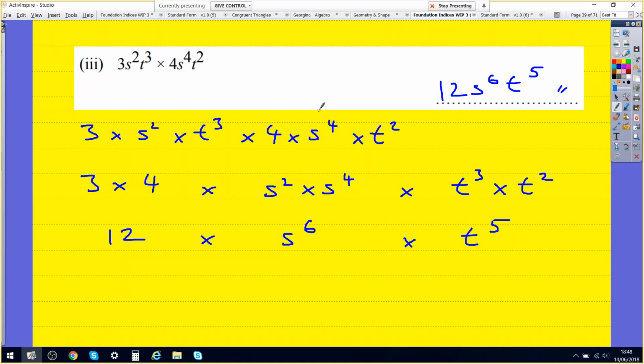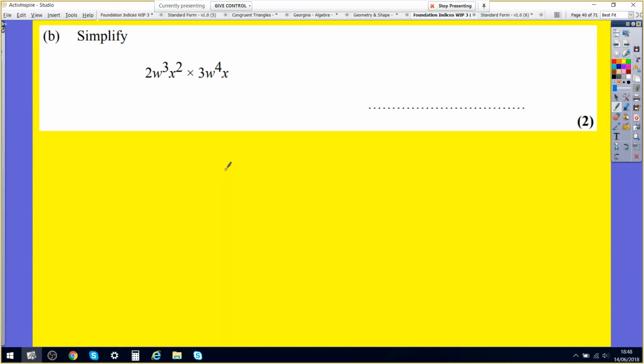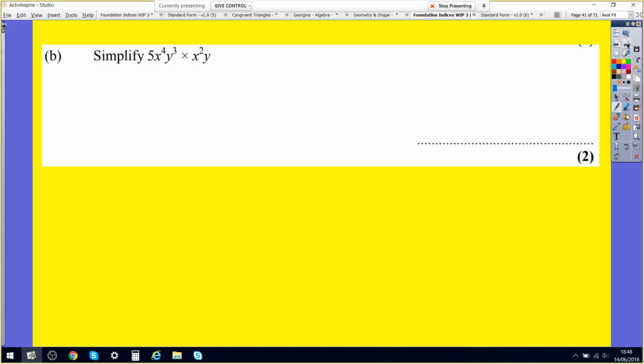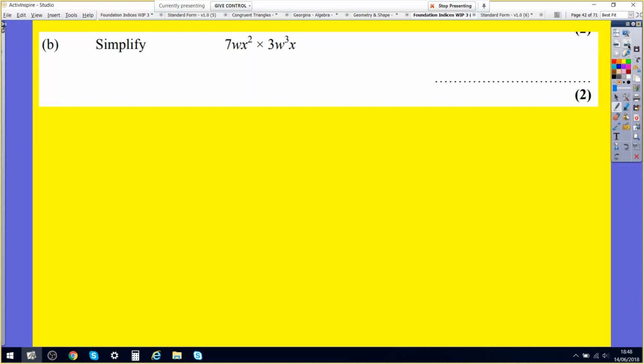Let's try this one. 6w. 7x cubed. Perfect. Absolutely perfect. How about this one? 5x to the 6 y to the 4. Got it. Let's try this one. 21w to the 5 x squared. It's not w to the 5. Oh, sorry, w to the 4 x cubed. And x cubed. That's it. So that one had 2 things.